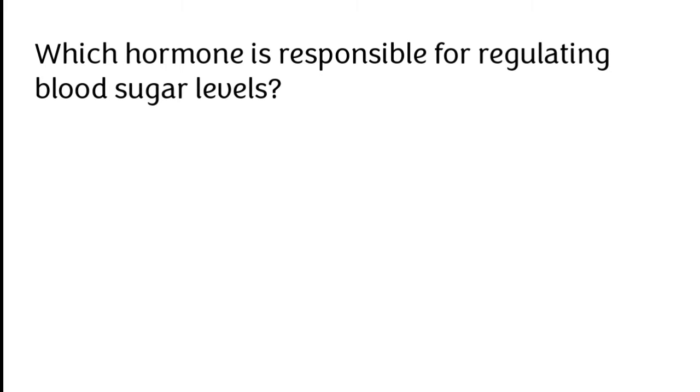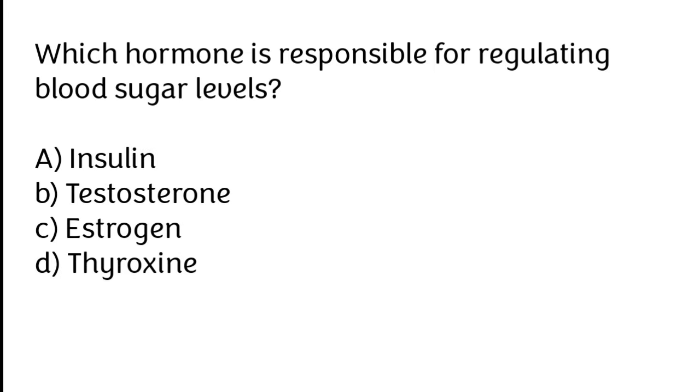Which hormone is responsible for regulating blood sugar levels? Insulin, testosterone, estrogen, thyroxine. The correct answer is option A. Insulin hormone is responsible for regulating blood sugar levels.